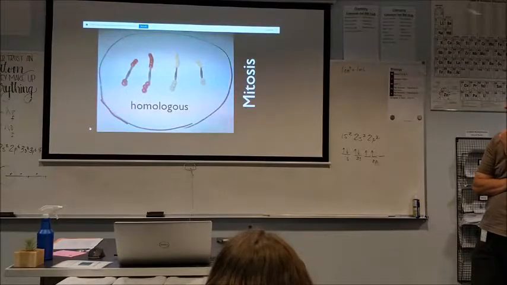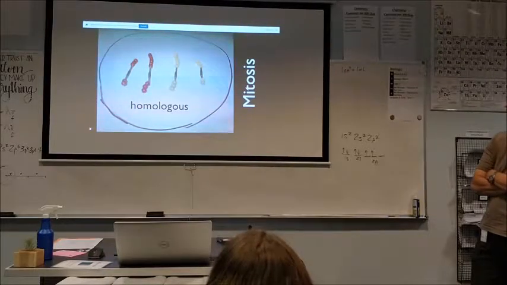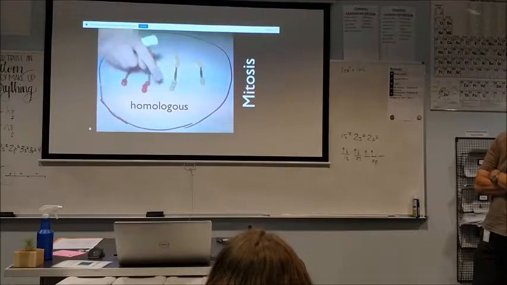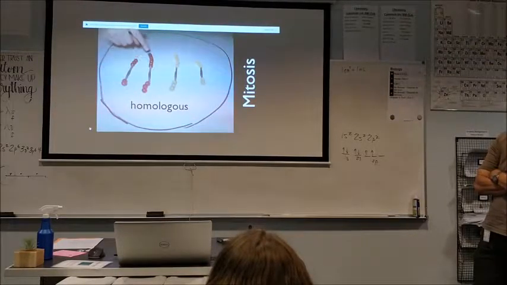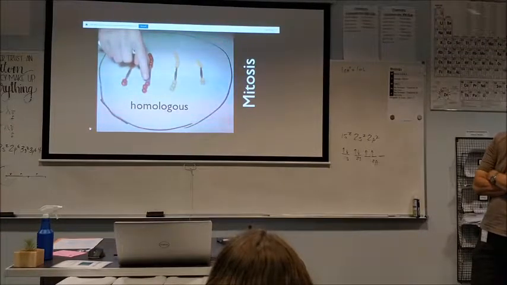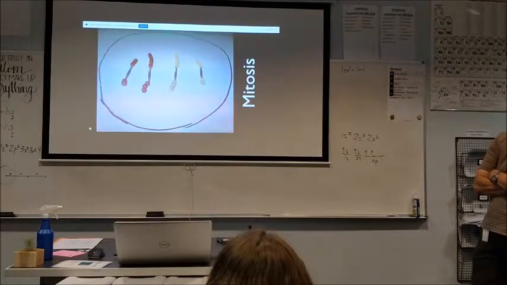What that means is that they have the same length, but they don't necessarily do the same thing. What does that mean? Chromosome 1 from dad and 1 from mom are going to be exactly the same length, centromeres located in the same place, and the genes will be in the same spot. So for example, if this is the gene for blue eyes, this would be where the other gene for blue eyes is.